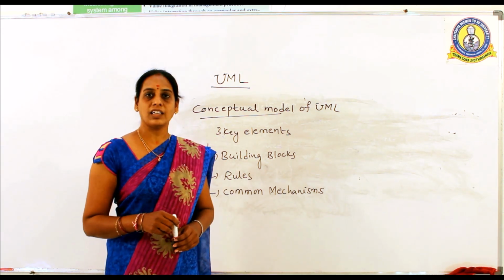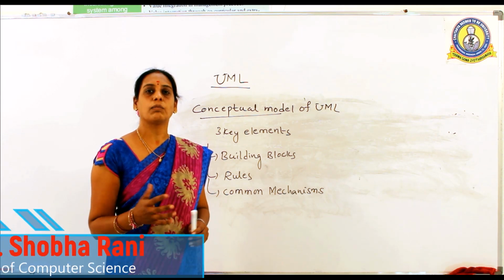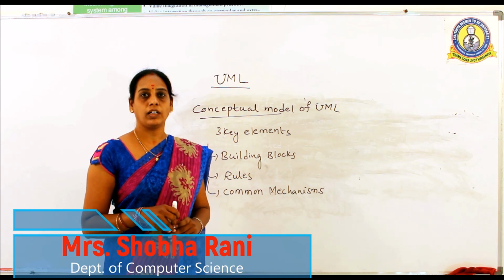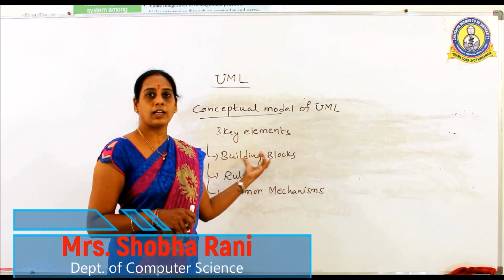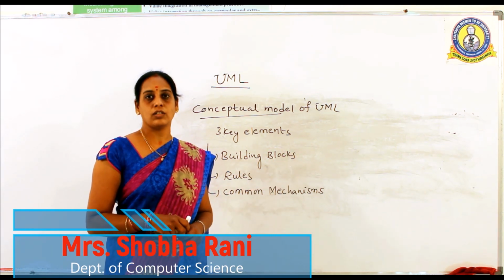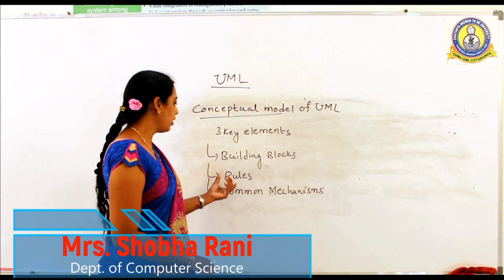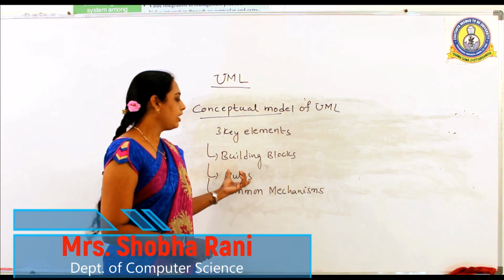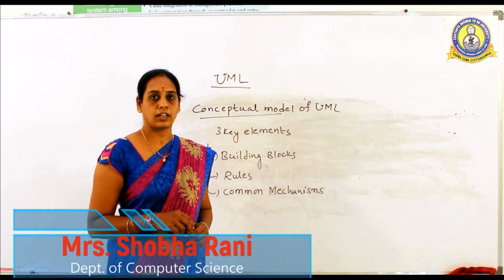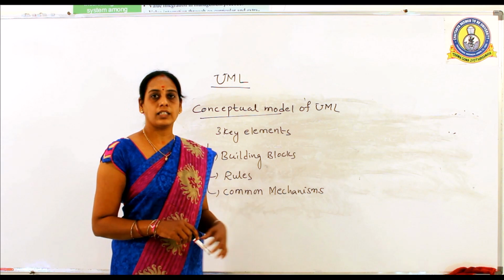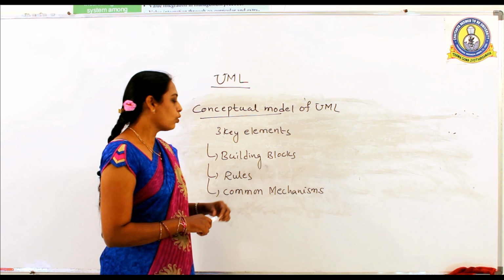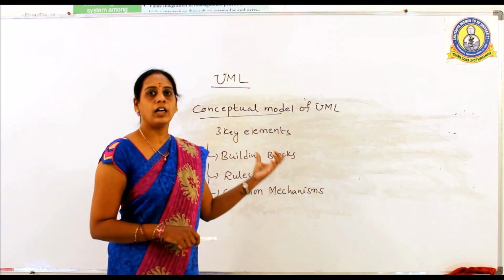You have to learn this first key element to develop models for software applications. Why? Because UML is a graphical language. It is providing us some graphical notations. By using those notations, we can draw the models for software applications. So these building blocks will provide the graphical notations and how you have to use those graphical notations to create the models. And second one is rules. These rules will dictate how those building blocks should be put together. And third one is common mechanisms. These common mechanisms will guide us how those rules can be applied throughout the UML.